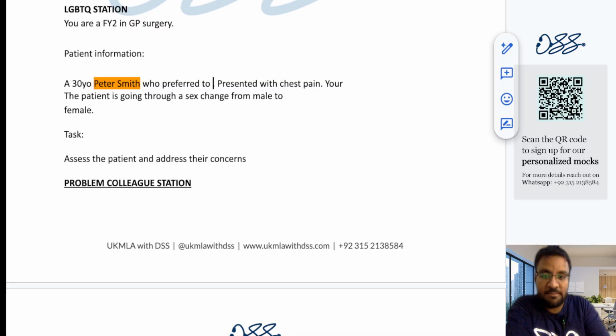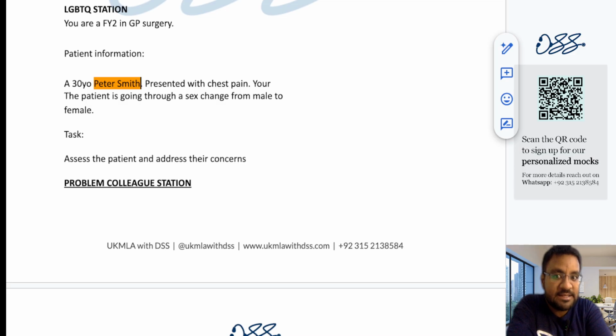It might just say that this is Peter Smith, who presented to you with chest pain. And when you go inside the station, introduce yourself and ask, am I talking to Peter Smith? They're going to say, no doctor, I used to be called Peter Smith, but now I prefer to be called Anna Smith. So you'll have an idea at the very beginning of the station that this person has changed their name, and there may be a sex change or LGBTQ aspect involved.